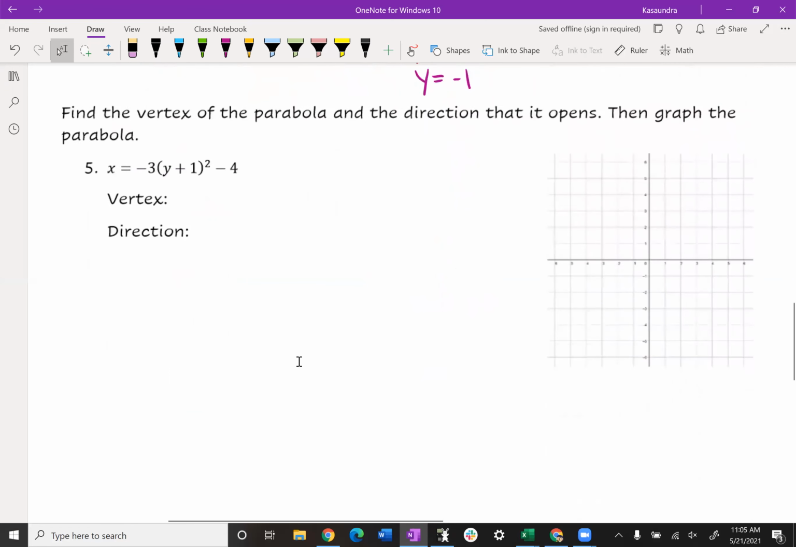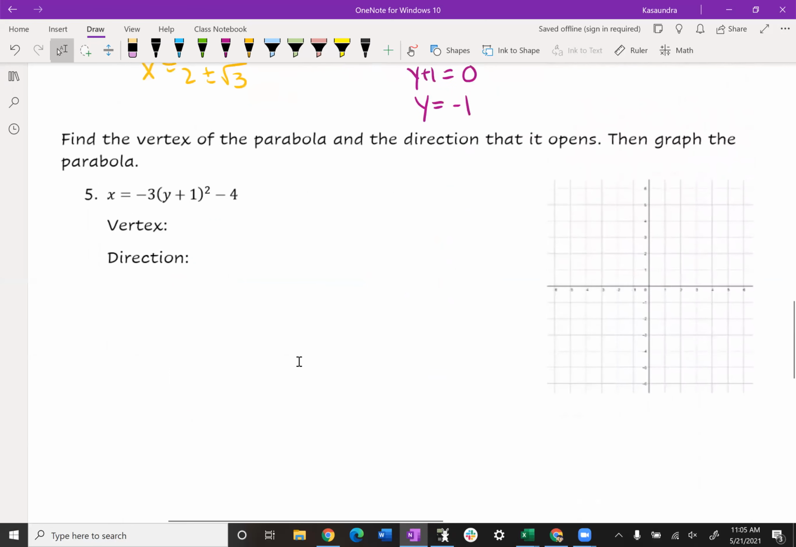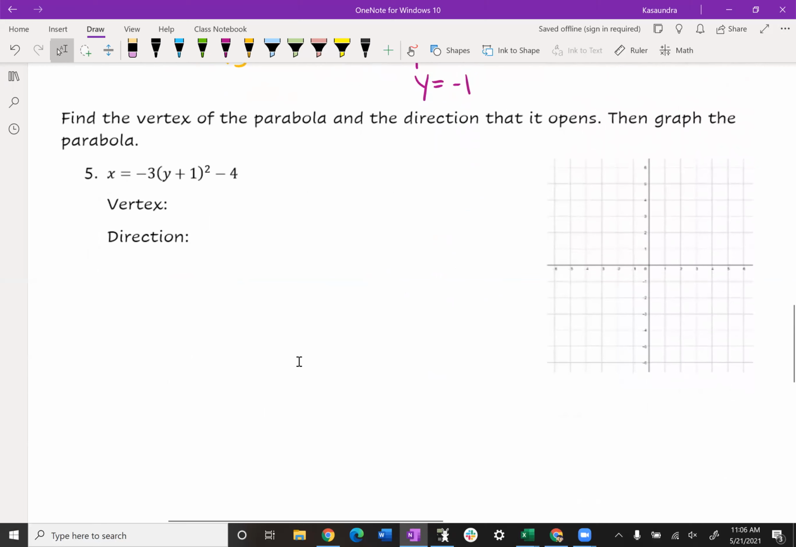And then last bit here, I think this is our last one. Find the vertex of the parabola and the direction that it opens, then graph the parabola. Okay, so this is not a circle, it's a parabola. What's a little different on it is that the y is what's squared, not the x squared. So it's got to be a horizontal kind of parabola.